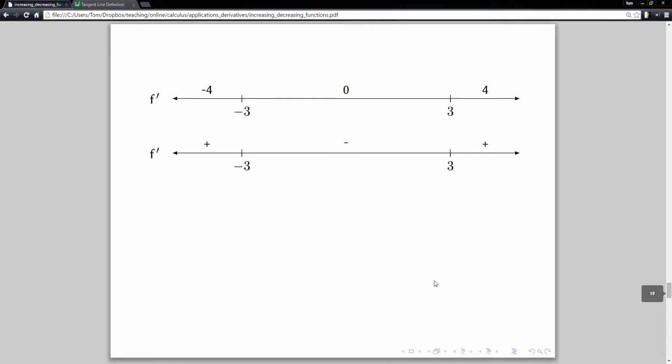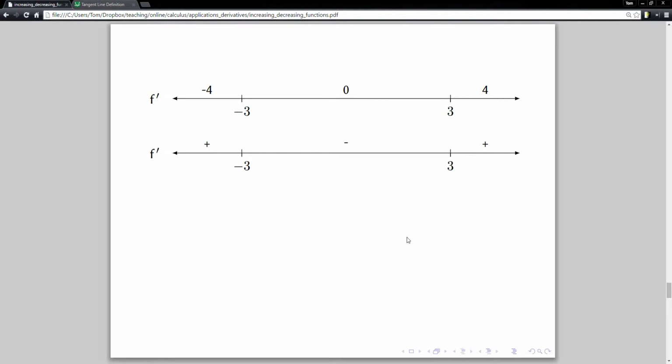And now, right, I just put the signs over there. When I plugged in a negative 4, I got a positive. That means no matter what number I pick on this piece, I will get a positive if I plug it into the derivative. On this piece, right, no matter what number I pick in here, I will get a negative when I plug it into the derivative. And over on this piece right here, no matter what, I will get a positive if I take any number on this piece and plug it into the derivative.